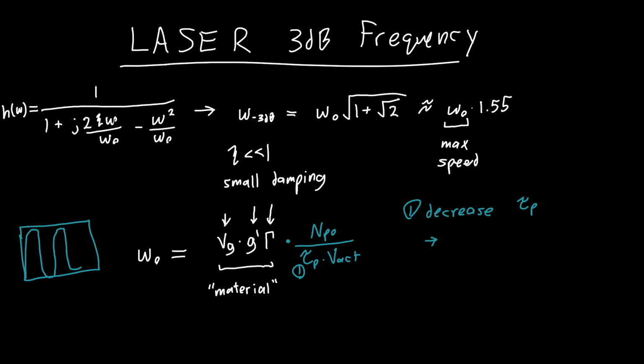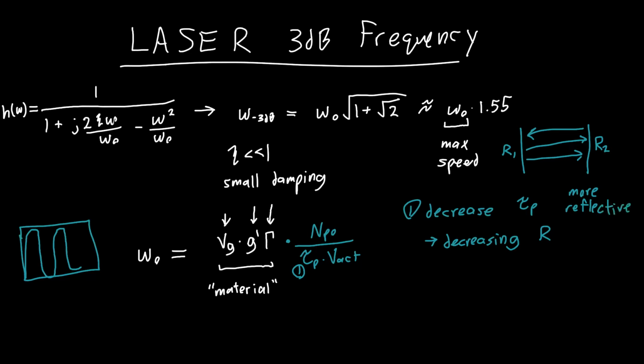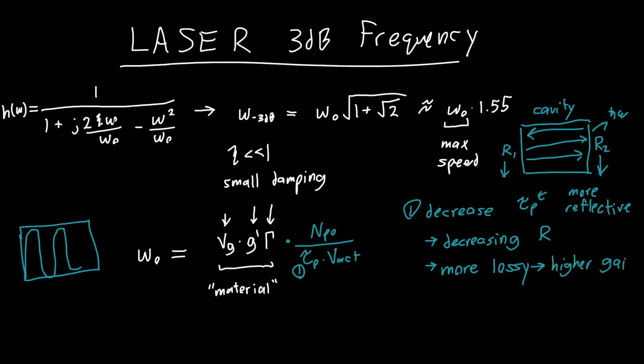You can do this primarily by decreasing the mirror reflectivity, R. Remember, the photon lifetime is just how long a photon stays inside the cavity, which depends on the mirror reflectivities. The more reflective the mirrors are, the fewer photons we lose per unit time, so the fewer photons manage to escape, and the longer our photon lifetime is. If we decrease the reflectivity of these two mirrors of our cavity with some active region volume, then we can increase our frequency by decreasing the photon lifetime. But this makes our cavity more lossy, which means we need a higher gain to compensate.